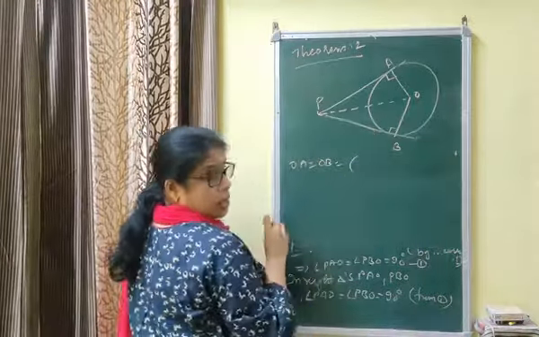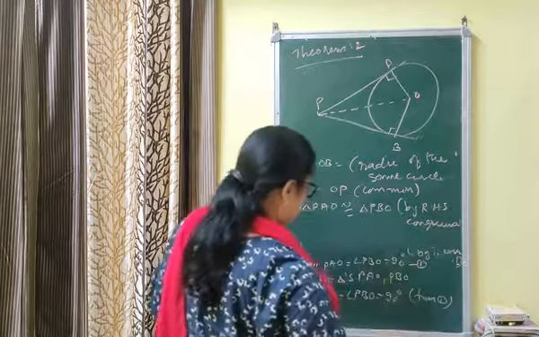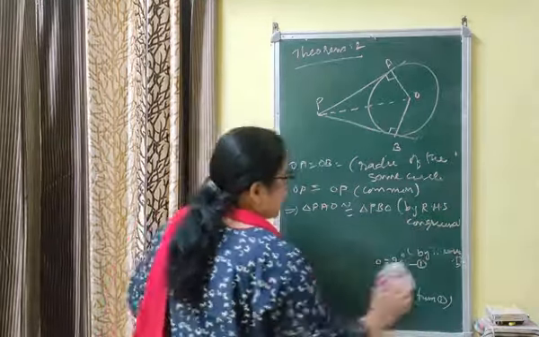OP is equal to OP common implies triangle PAO is congruent to triangle PBO. Naming is very important. PAO, the vertex with 90 degrees we took, we have to take PBO, by RHS congruence condition. That means we proved that these two triangles are congruent by RHS congruence condition by taking CPCT.